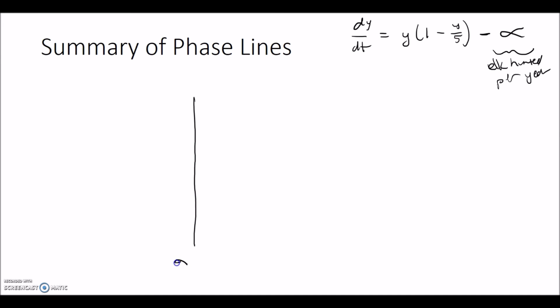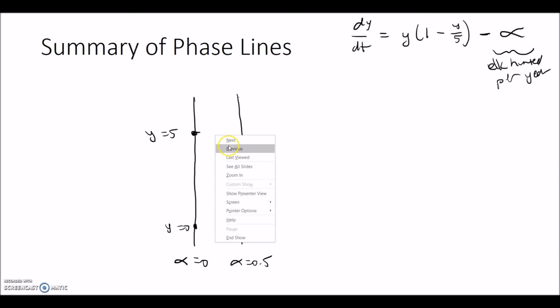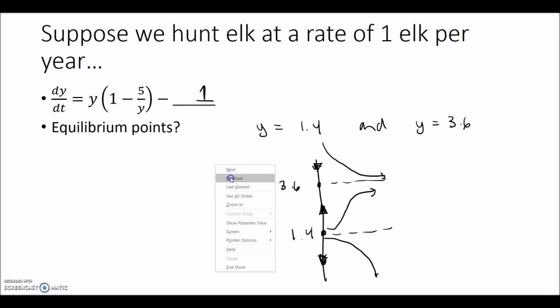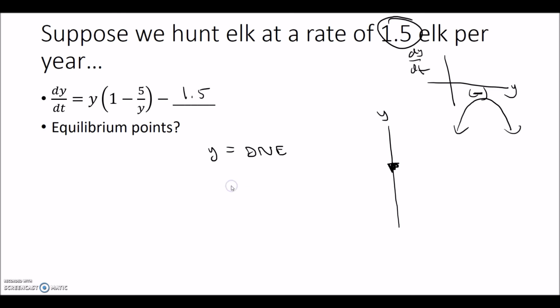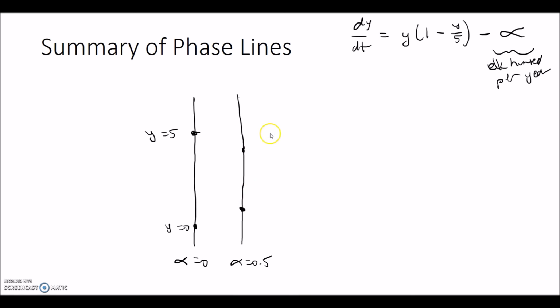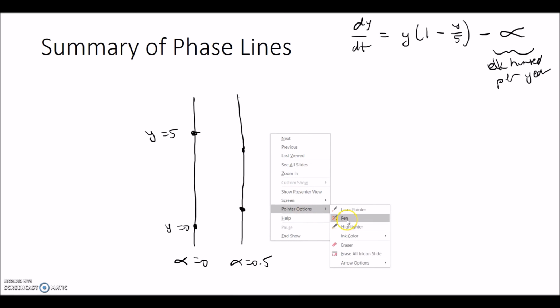And I know that if alpha is equal to 0, then I'll have equilibrium points at y equals 0 and y equals 5. And now I can also sketch one for alpha equals 0.5, so hunting 0.5 elk. And I noticed that those came together a little bit more. And those equilibrium points, if I back up a little bit, were 0.6 and 4.4. So I will go ahead and label those.